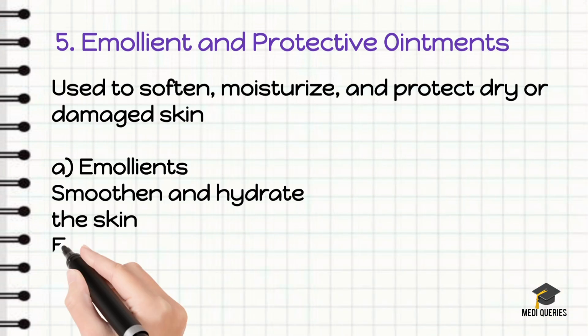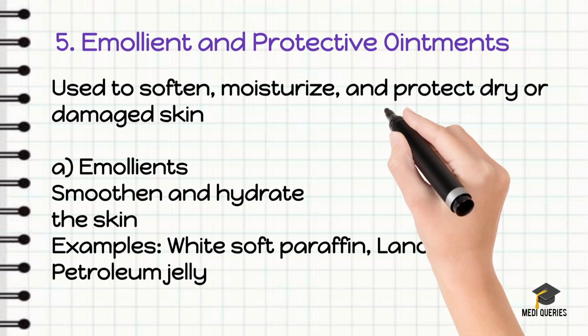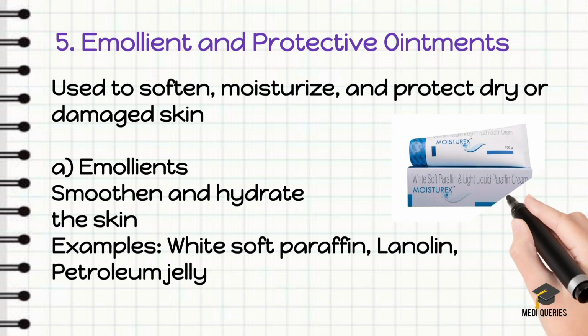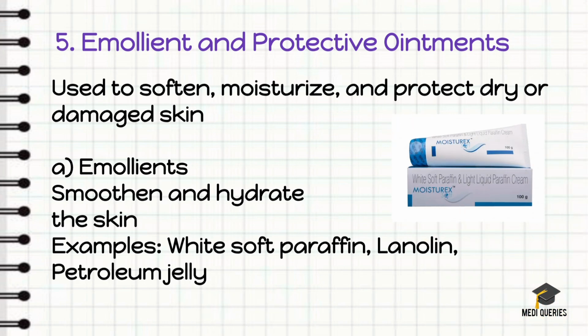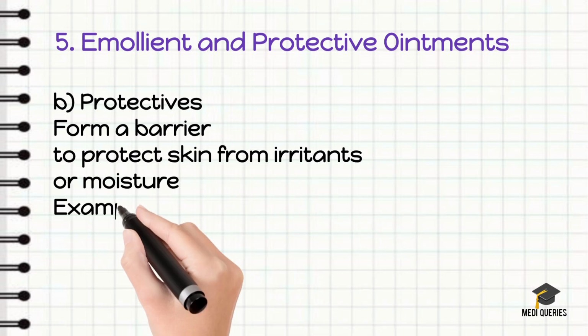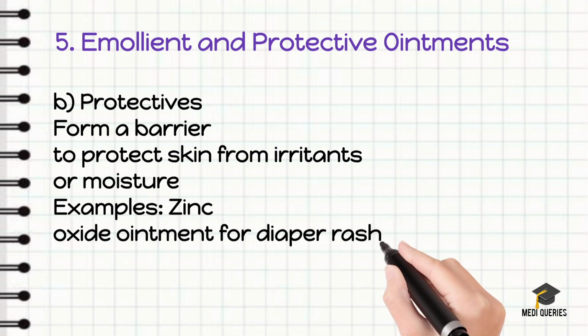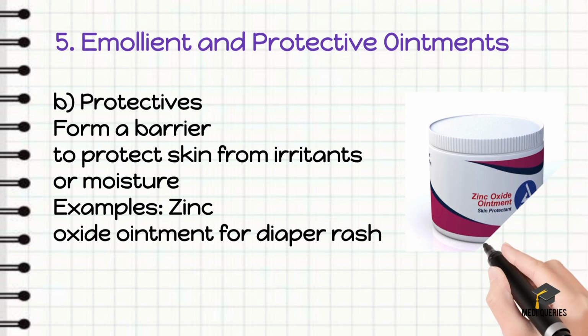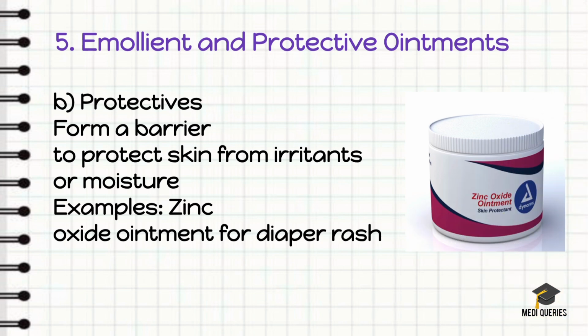Okay, general types of ointments. First one is emollients. They mainly smoothen and hydrate the skin. Examples: white soft paraffin, lanolin, petroleum jelly, like that. And second one is protectives. They mainly form a barrier to protect the skin from irritants or moisture. Example: zinc oxide ointment for diaper rashes.